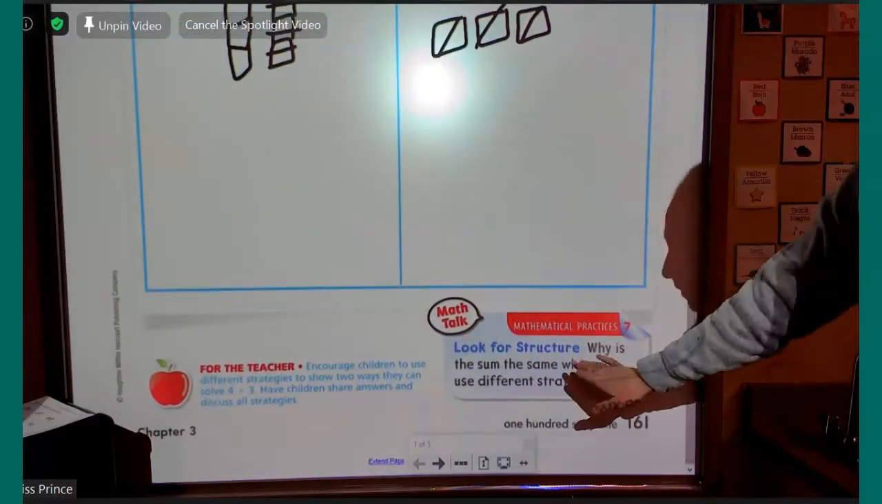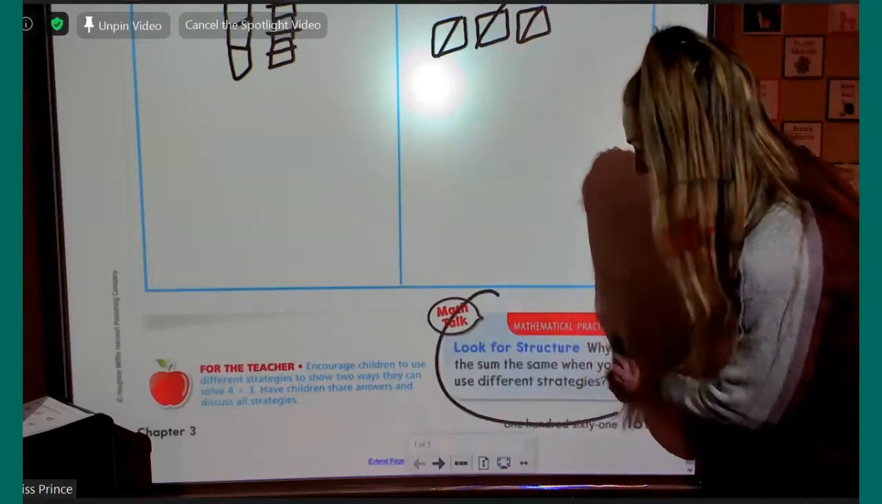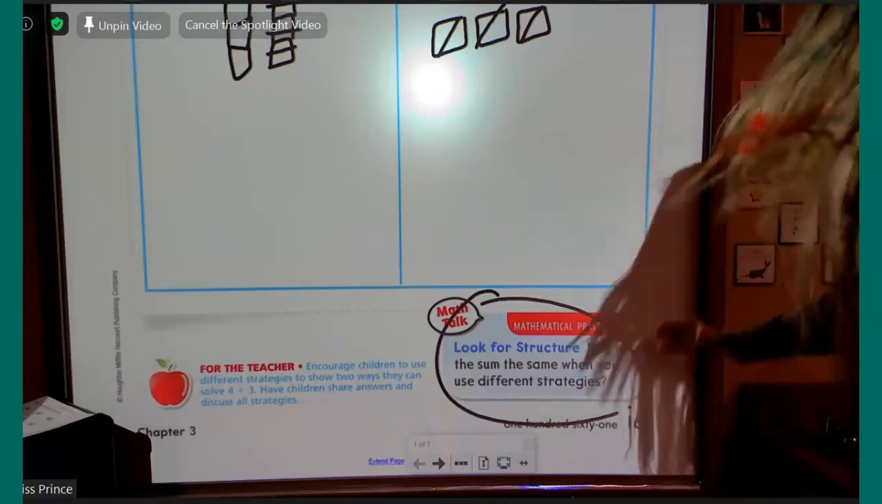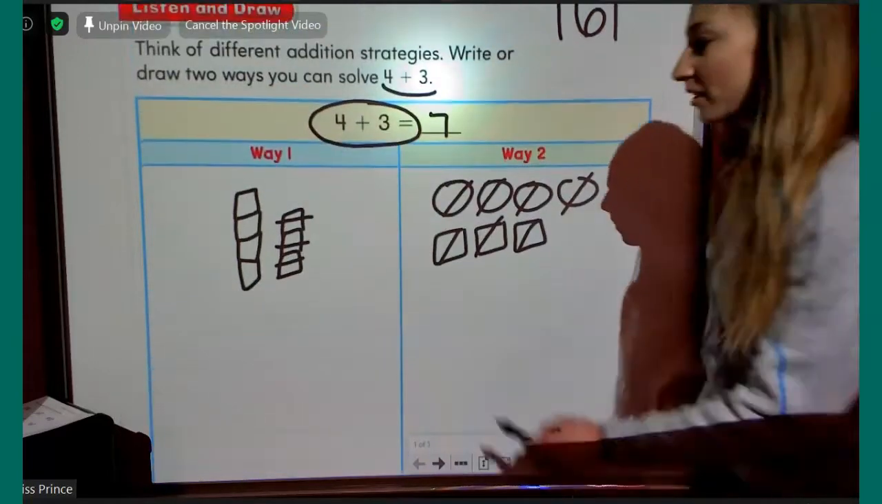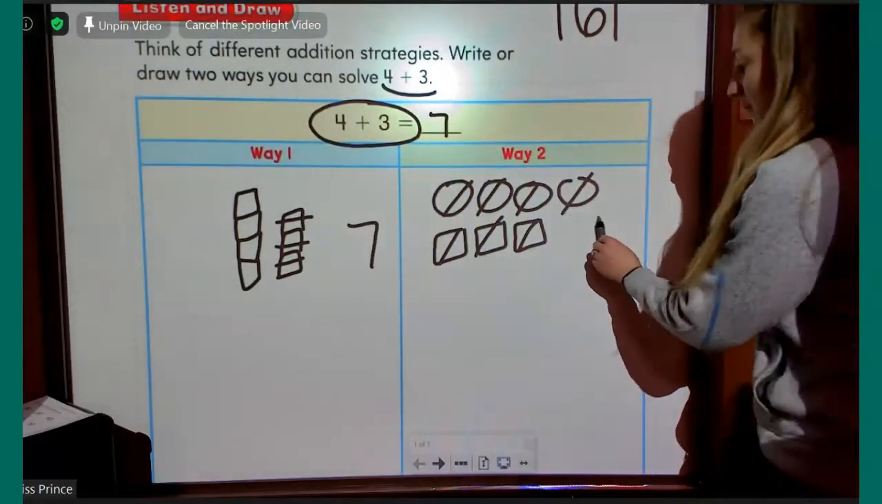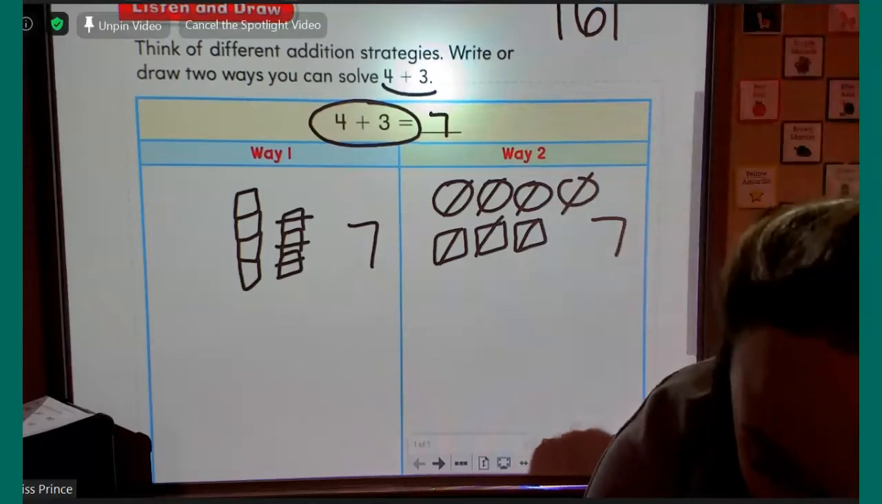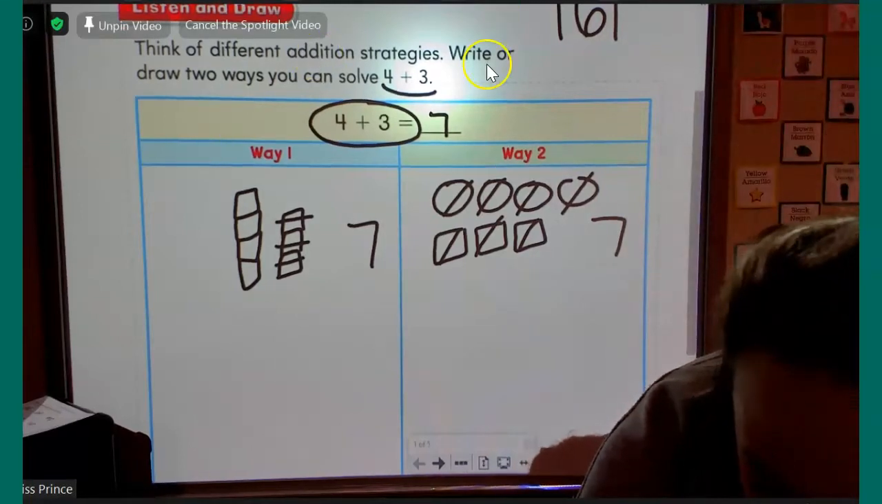All right, this is a really good question to take a look at. It says, why is the sum the same when you use different strategies? How come it equaled 7 both times? Who can raise their hand and tell us why it was 7 both times? How come our answer didn't change?